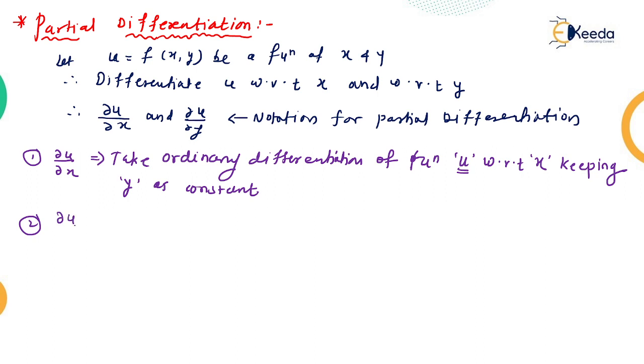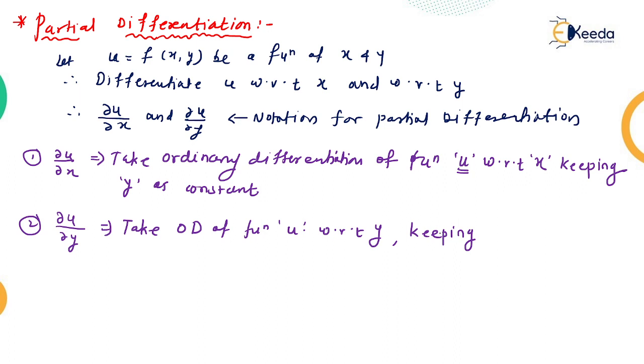we have to take, suppose, del u upon del y. So how to take this? We have to take similar ordinary differentiation. We have to take ordinary differentiation of the function u with respect to y, keeping the other variable, except y, that is x, as a constant.